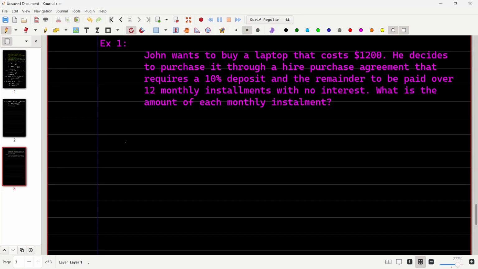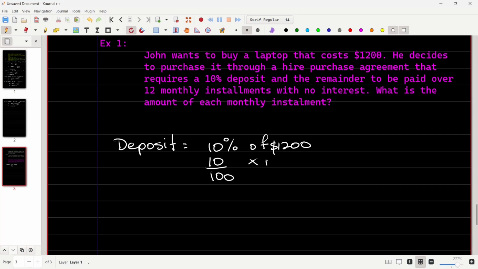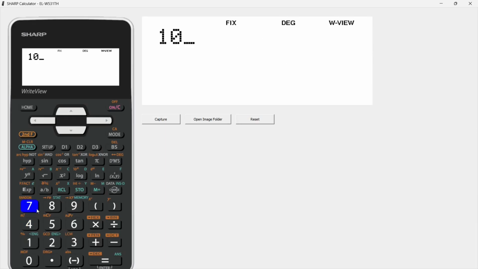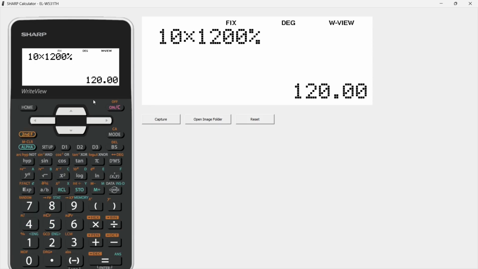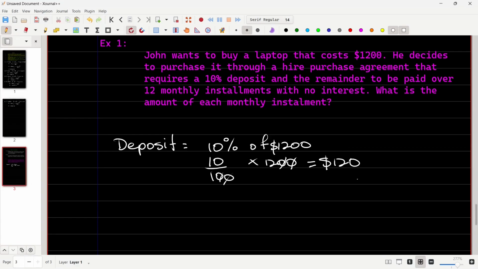Let's first start off by determining the deposit. So the deposit is equal to 10% of what the laptop is worth. So 10% of 1,200. Now again, I can go straight to my calculator. I can take 10 over 100 times 1,200, and we get 120. Let me show you on the calculator. So I take my 10% of my 1,200, and then I just use that percentage symbol. Notice I get 120. Okay, so the deposit is $120.